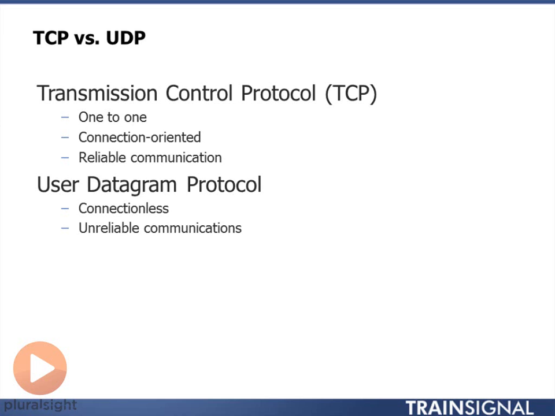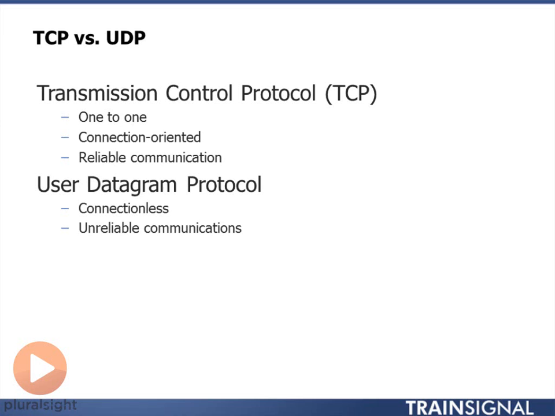Now, I'm going to explain the details of how this connection-oriented thing works, but let me give you the high-level generic side of it, which is that the two computers, in a one-to-one relationship, establish a connection so they can have reliable communication, whereas connectionless means you just send it and hope it gets there.